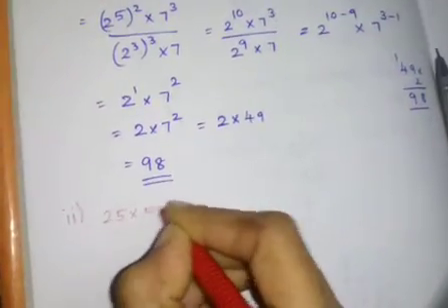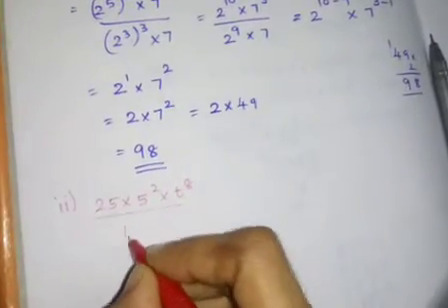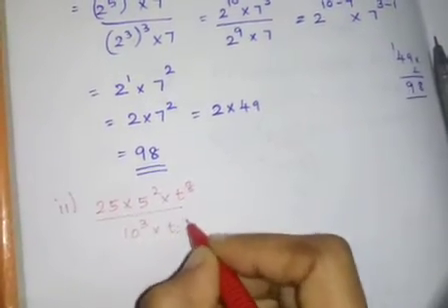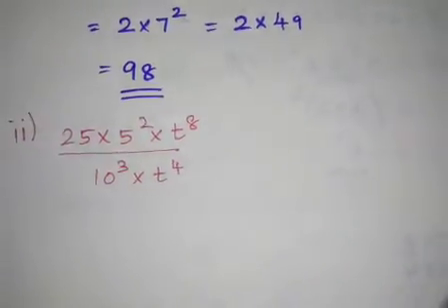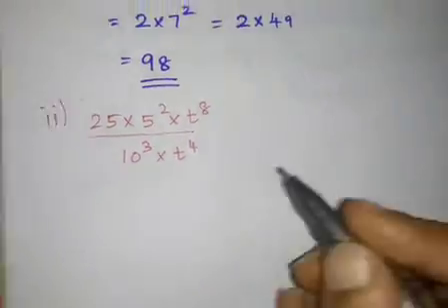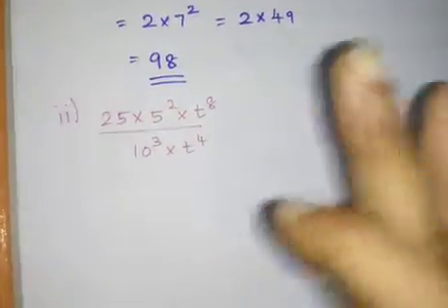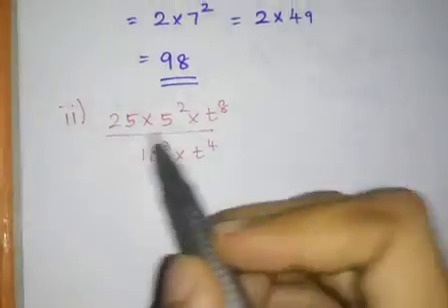25 into 5 square into t power 8 divided by 10 cube into t power 4. See, t we can solve later. First you check whether everything has a prime base.